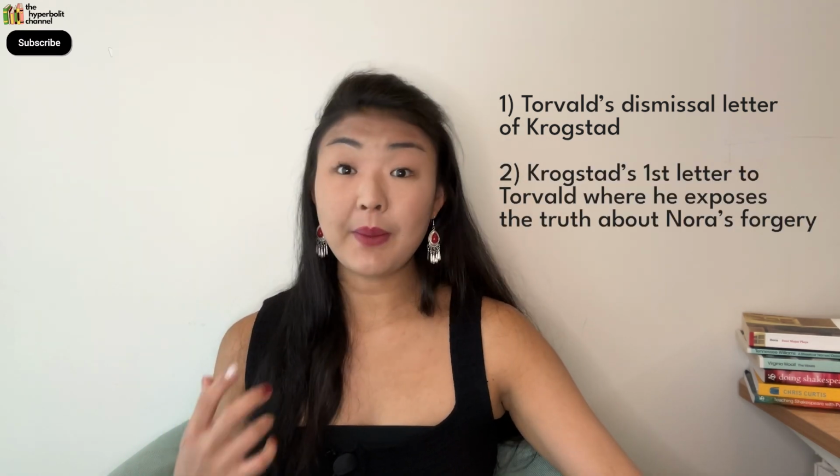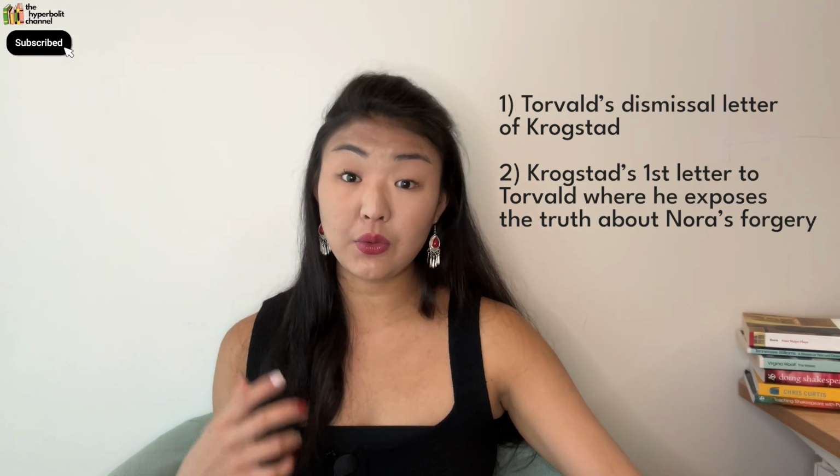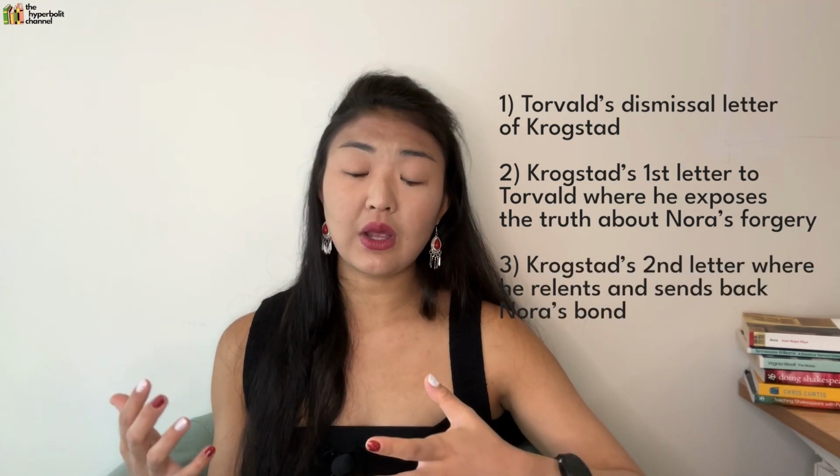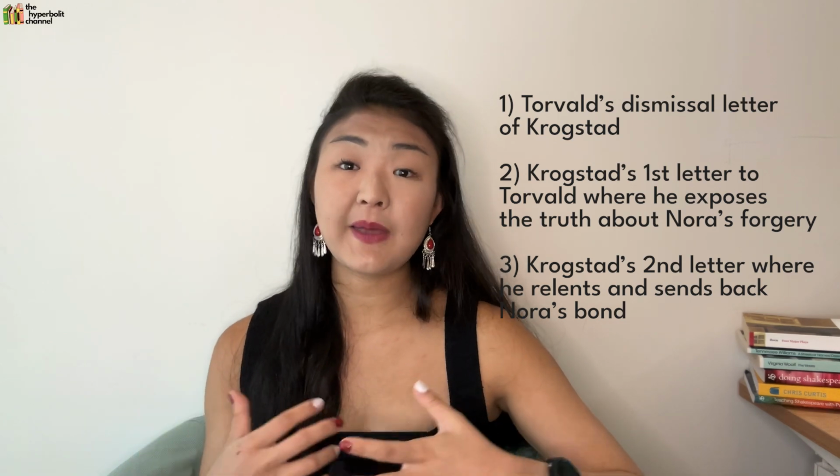The most prominent motif in the play is arguably the letter, and there are multiple letters in the play. There's the one that Torvald writes as his dismissal of Krogstad from his bank position, and then there is Krogstad's first letter to Torvald in which he reveals the truth about how Nora had acquired the loan through illegal means, and his second and final letter to Torvald when he relents and sends back Nora's bond.